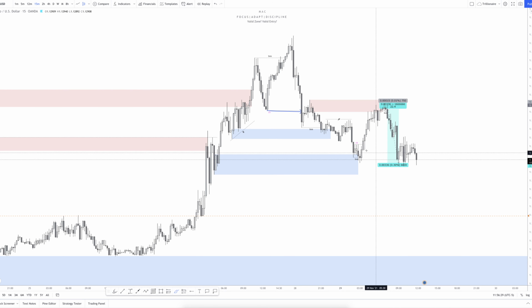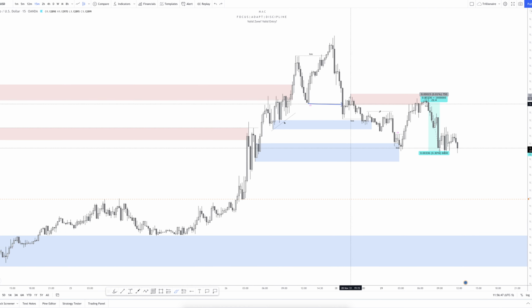So waking up at 6 a.m., that was around this area here, I believe. Yeah, like right here. So we had already tapped into this zone here. All right, now we're going to go to the lower time frame to go over my entry here. But right now I'm just explaining to you guys when I woke up in the morning, basically what was going through my mind.